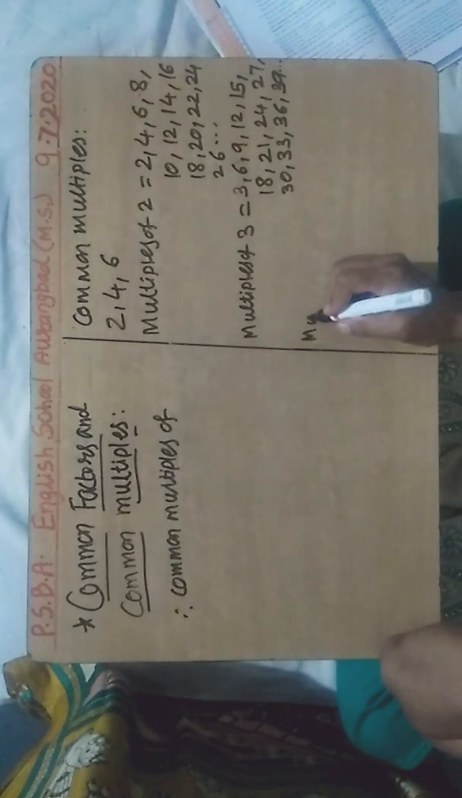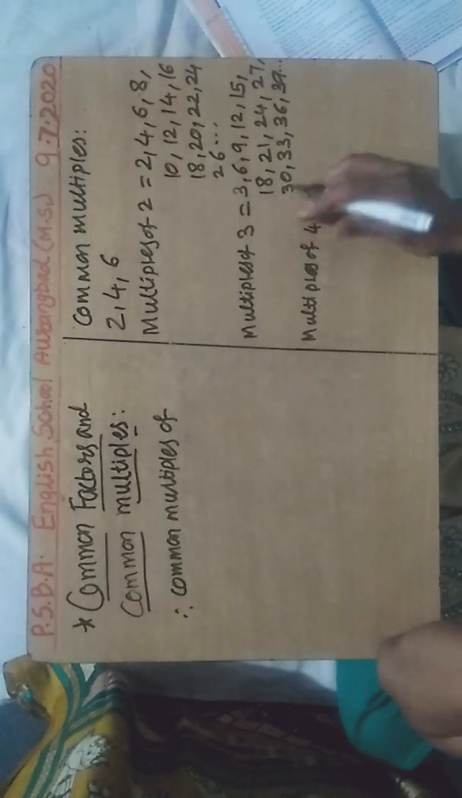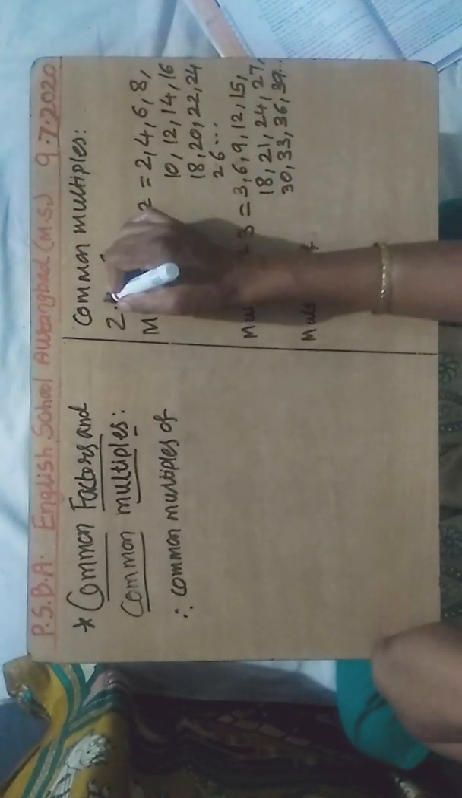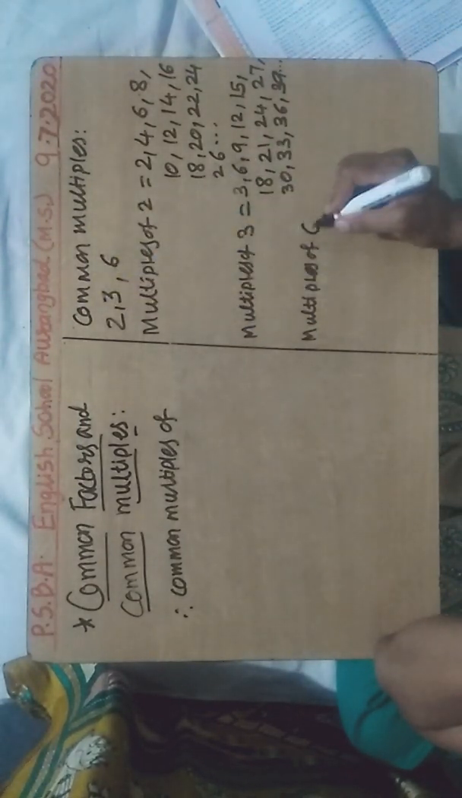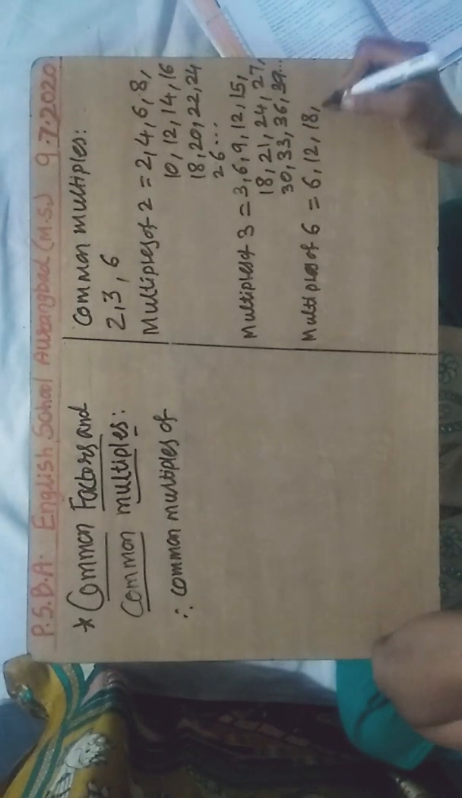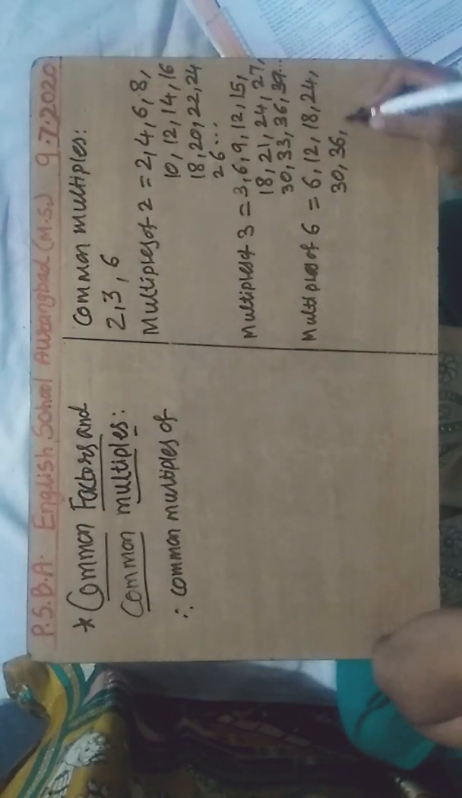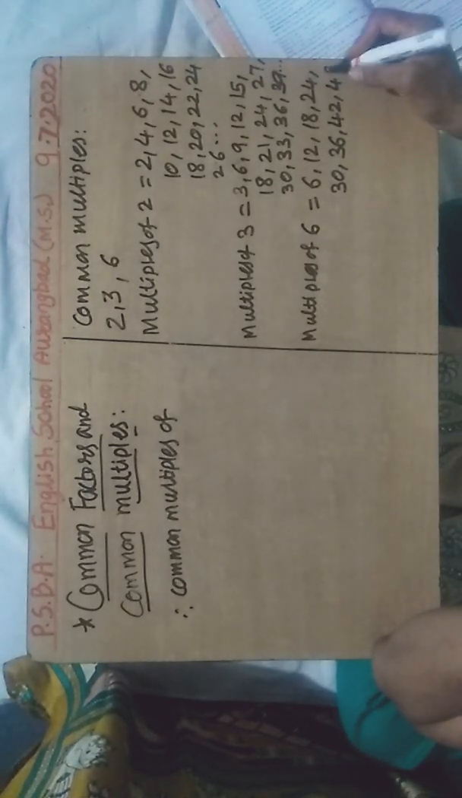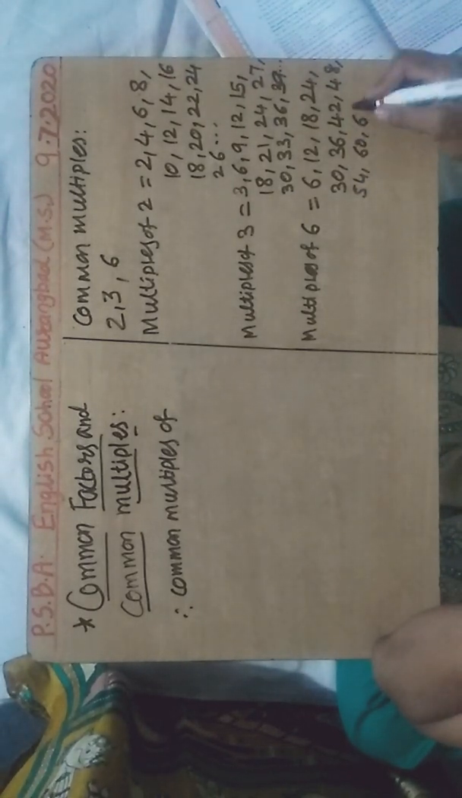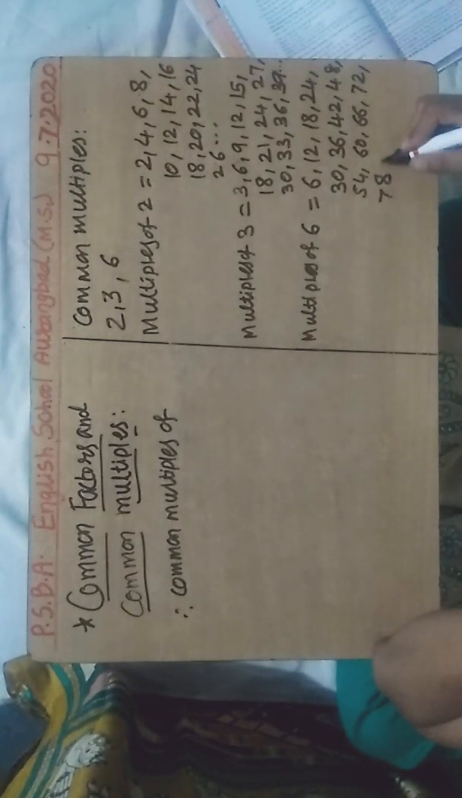Now third, multiples of 6. Okay. So multiples of 6 are 6, 12, 18, 24, 30, 36, 42, 48, 54, 60, 66, then 72, 78 and so on.